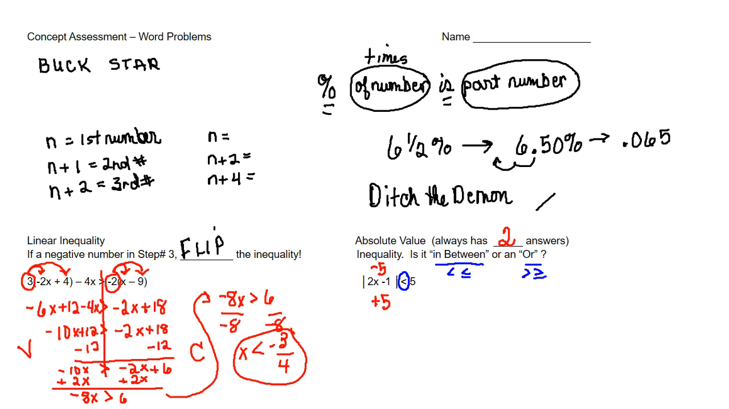So since this is a less than, we know it's going to be the in-betweens. And that's what I'm going to do. I'm going to set it right in between my two values here, my negative 5 and my positive 5. Bring yourself a nice fence down.